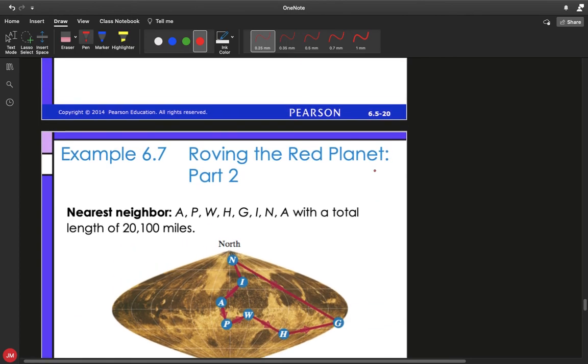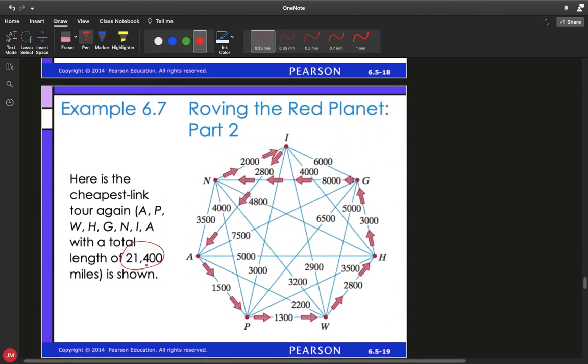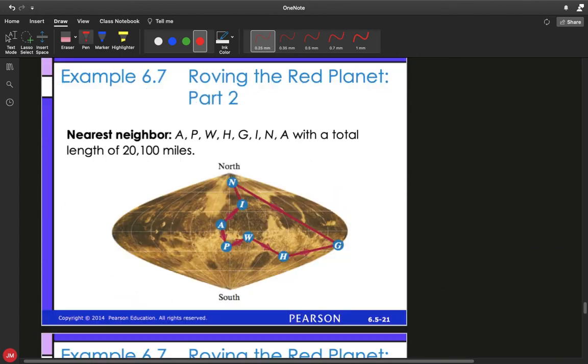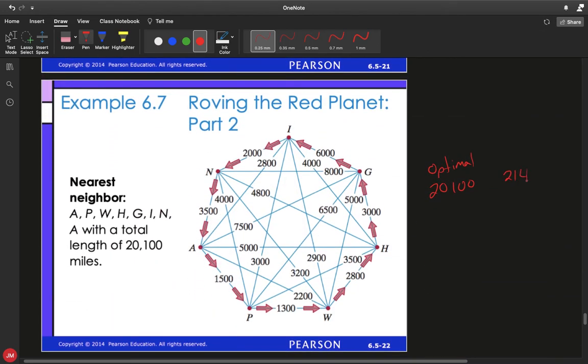Just for fun, let's go ahead and see what our relative error was. Remember, for cheapest link, we had 21,400 as our value for the distance using cheapest link. Let's go ahead and find that relative error. So we're going to take our value that we found, 21,400, minus our optimal route, which was 20,100, and divide by 20,100. And let's see what that gets us. 21,400 minus 20,100. So we were only off by 1,300. Now that is miles, so that is a little bit to be off.